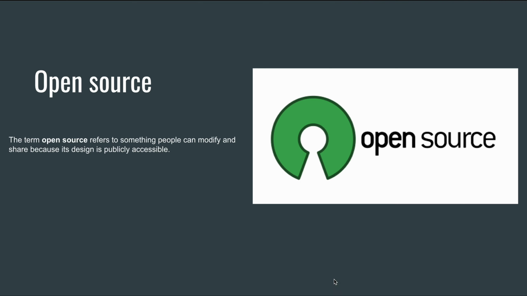So let us understand what open source is. Open source refers to something people can modify and share because its design is publicly accessible. Which means anything that is publicly accessible, anything anybody can make modifications to or share with everybody, that is open source. So if you're writing an article and you post it online, everybody can see your article, people can make changes to it, people can share it, then that article is an open source article.